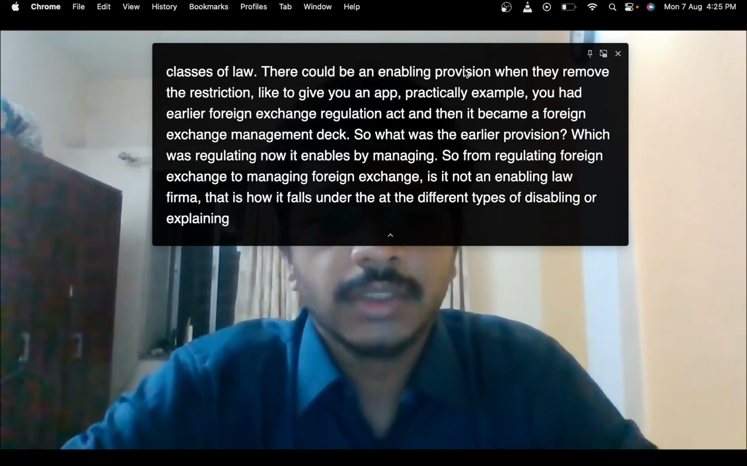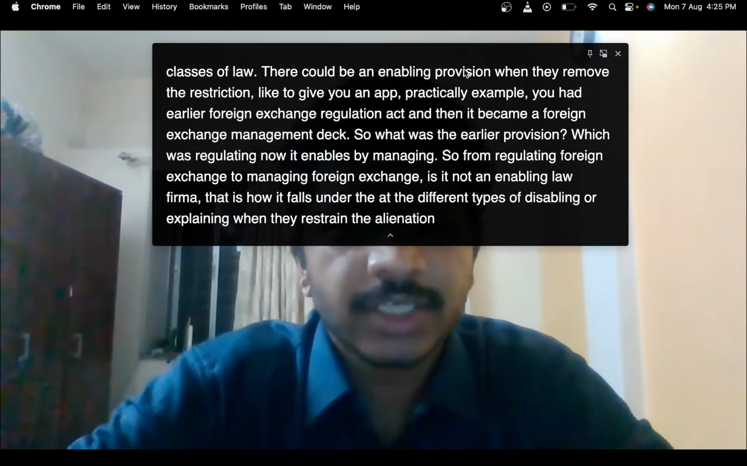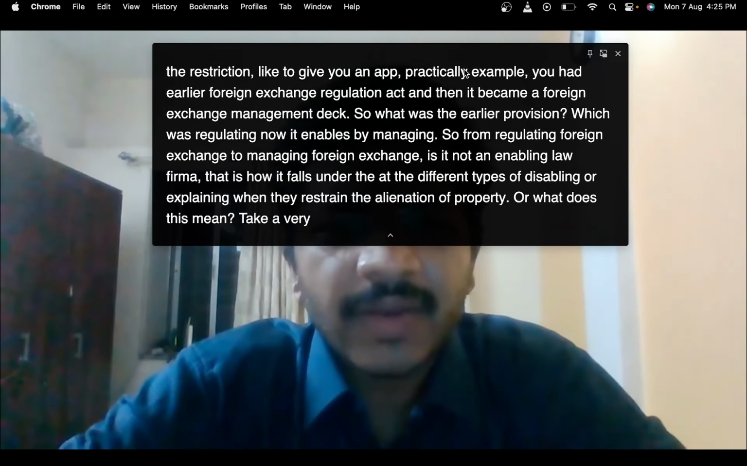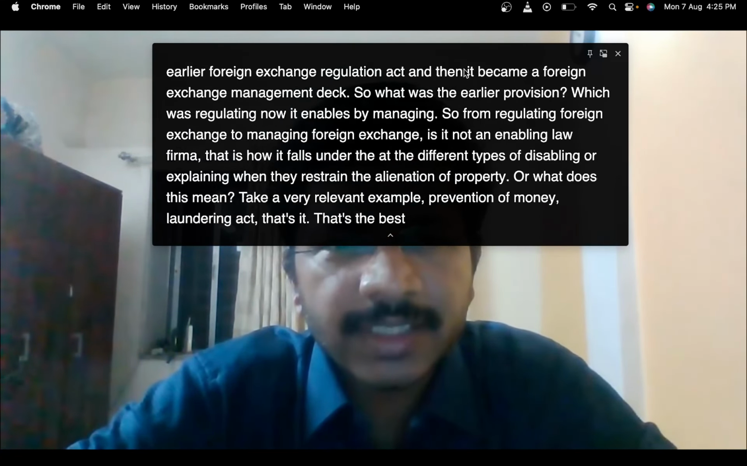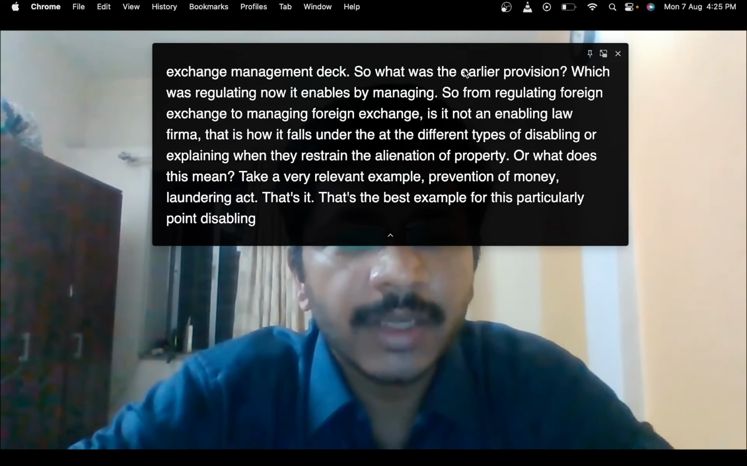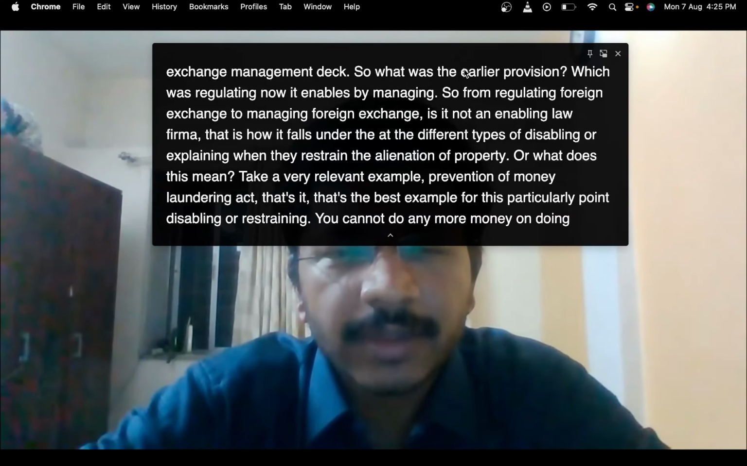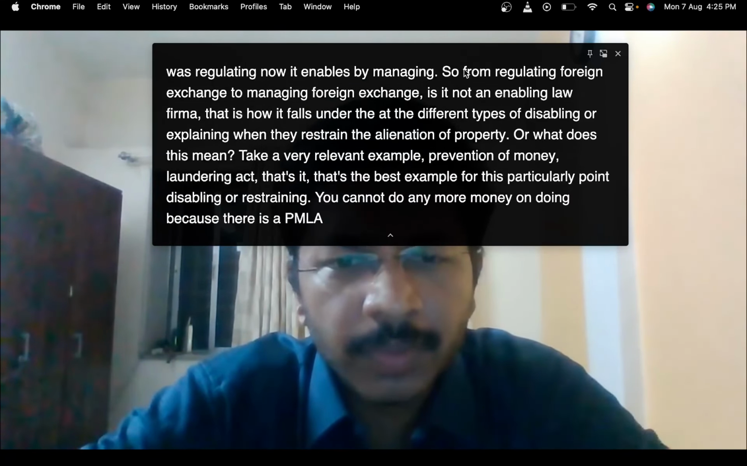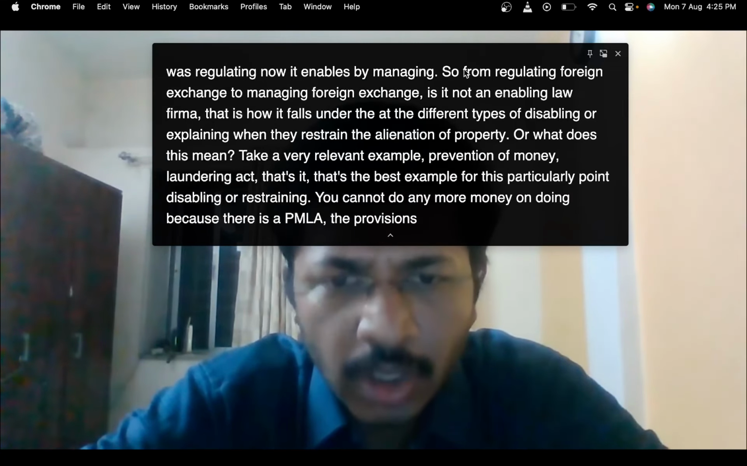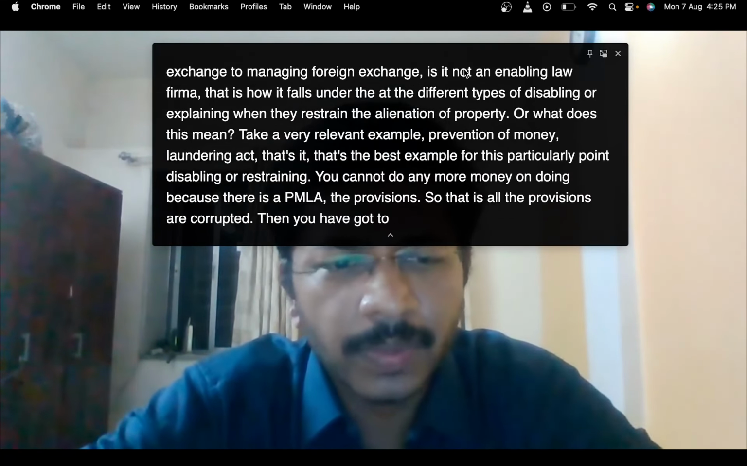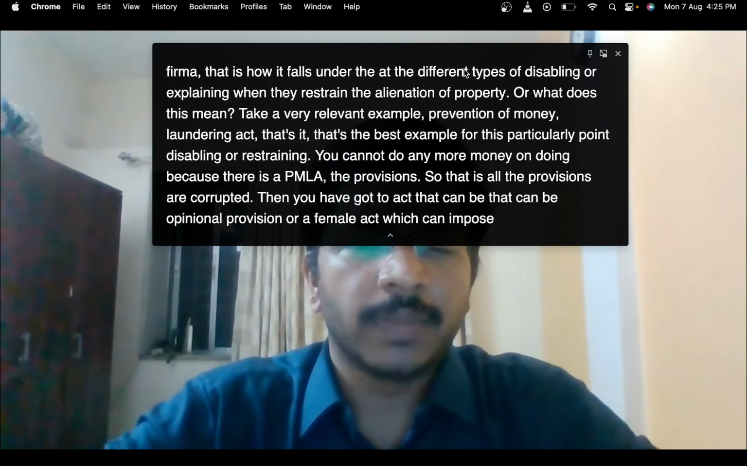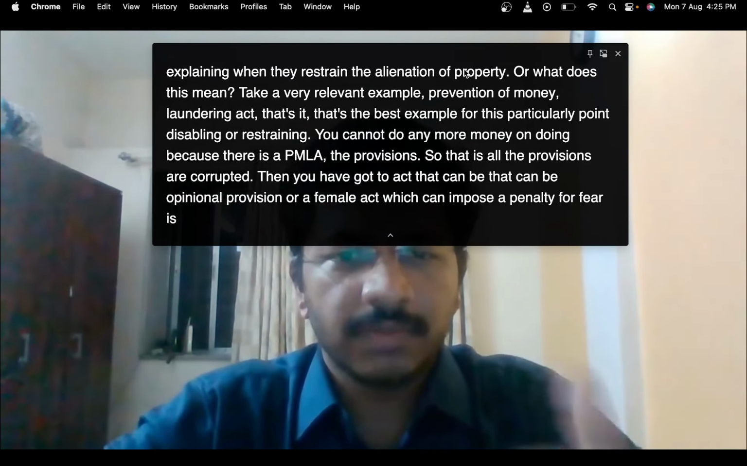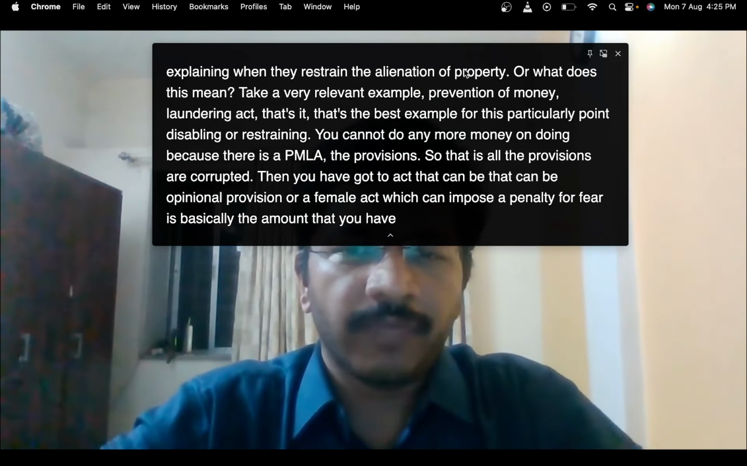Disabling or restraining, when they restrain the alienation of property. Now what does this mean? Take a very relevant example, the Prevention of Money Laundering Act. That's the best example for this point. Disabling or restraining: you cannot do any more money laundering because of the PMLA provisions. That is how the provisions are drafted. Then you have a penal act, which can impose a penalty or a forfeiture. Forfeiture is basically when the amount that you have paid is not repaid.